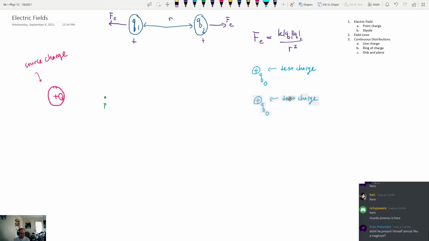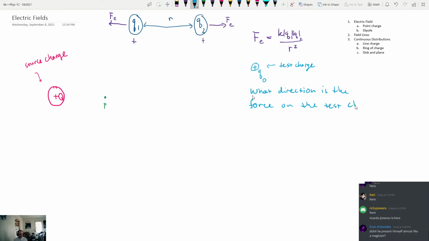I'll write that right here. The electric field answers this question, at least the line part of it. That's the question we want to answer.